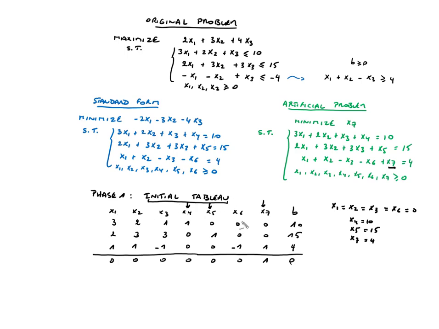Remember that the idea of using this artificial problem is to find a basic feasible solution for the initial problem, and if the initial problem has a basic feasible solution, the optimal solution of the artificial problem will be a cost of 0, and therefore the artificial variable x7 will be 0.